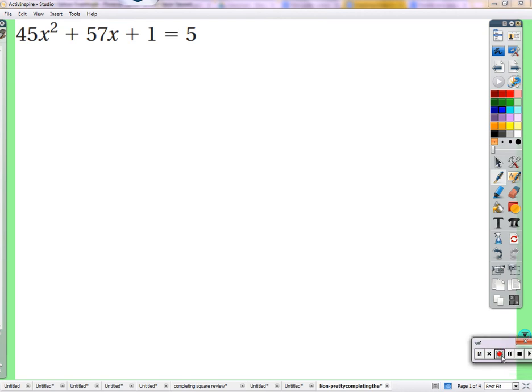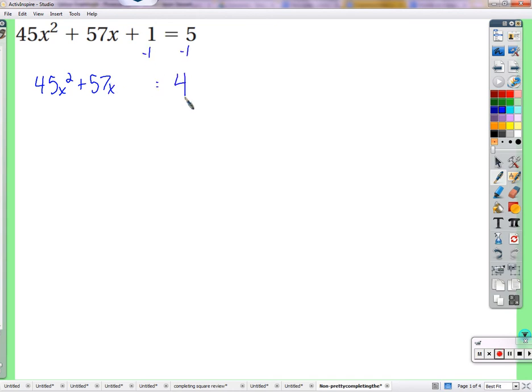Completing the square on this right here. So first, what should we do if we're going to complete the square on this one? Subtract one and put it on the other side. Okay, we like to have a blank space here to fill in. So we've got 45x squared plus 57x, we'll subtract one from both sides.